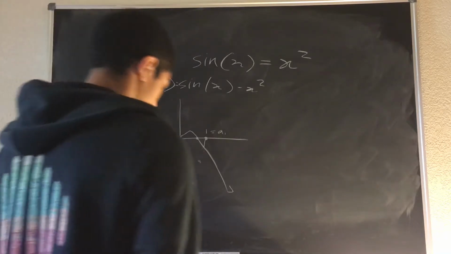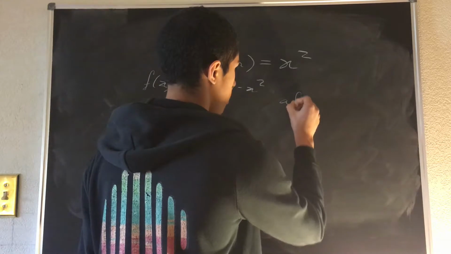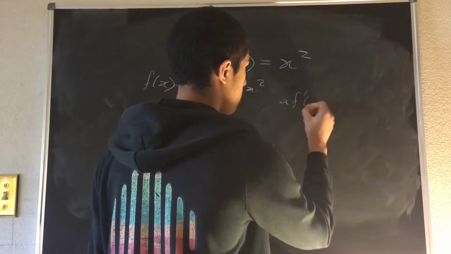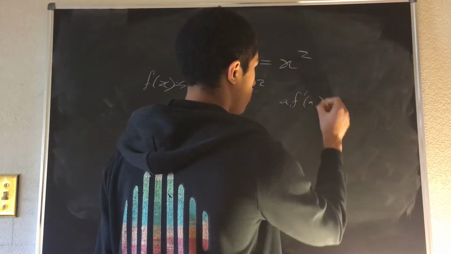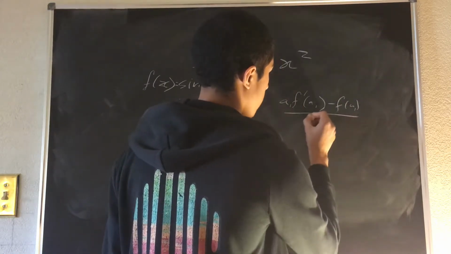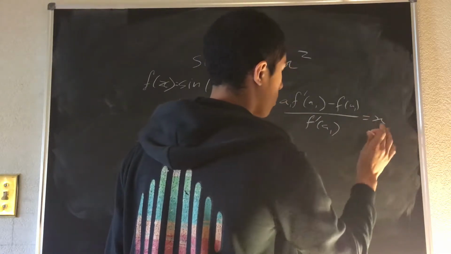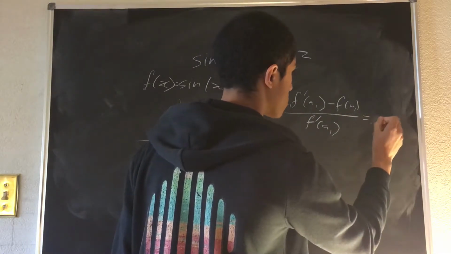Now, what we can do is plug it into our equation, a1 minus f of a1 divided by f prime of a1, which is equal to x, or in this case a2.